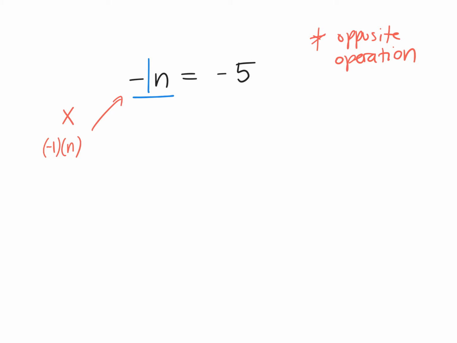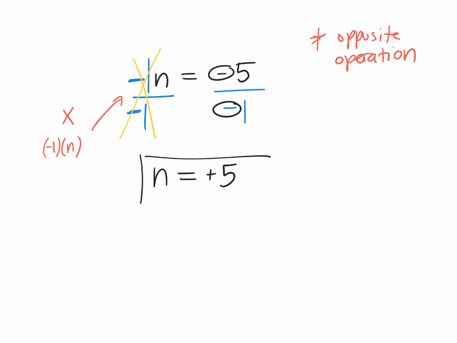Raise your hand. What do I have to divide by to get n by itself? I'm dividing by negative 1. Don't forget you have to include the negative because I have to get rid of the negative. I want to know what n equals. We know what negative n equals, but I want to know n. So what do I have to do to the right side? Divide by negative 1. What's 5 divided by 1? What's a negative divided by negative? Positive. So the answer is n equals 5.